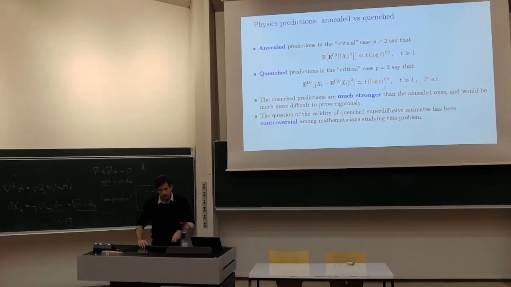So there are two kinds of things that you can try to prove. You can try to prove the double expectation of the particle's position is t squared of log t. Or you can prove that P almost surely, that with respect to the vector field, you have the same behavior. Okay? Now, if you can prove the bottom one, you probably can take the expectation of it and get the top one. And that's indeed the case.